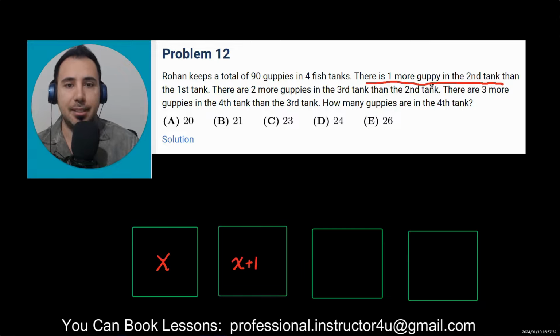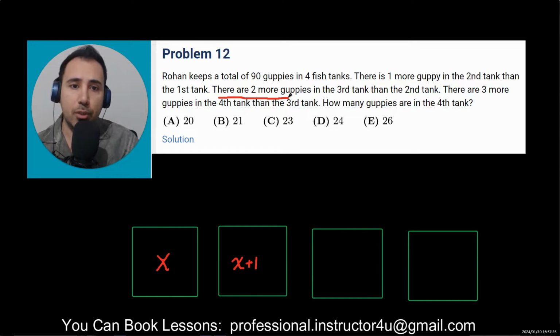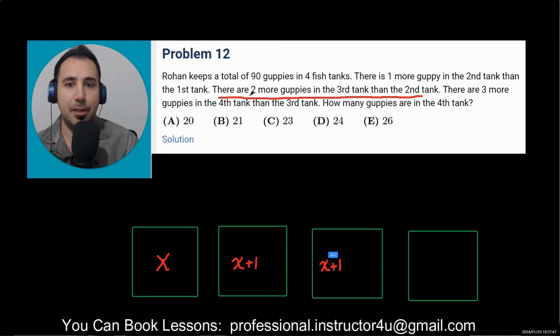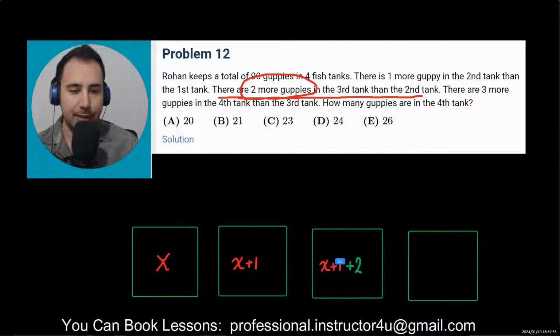Good. Let's read the next sentence. There are 2 more guppies in the third tank than in the second tank. So tank 2 was x plus 1. But here it says there are 2 more guppies in the third one, so this one will get an additional 2. Now you tell me, what is x plus 1 plus 2? X is a variable, but we could add the numbers. So all of this will actually become x plus 3. So I'm going to write here x plus 3.